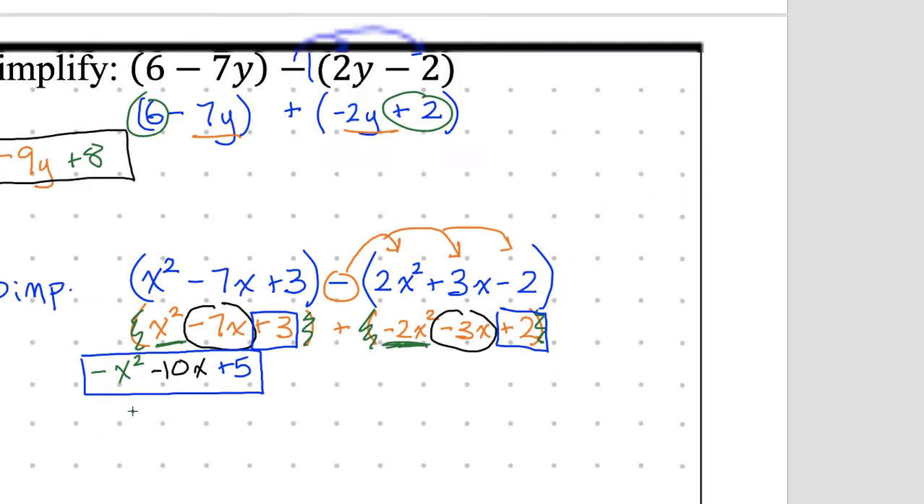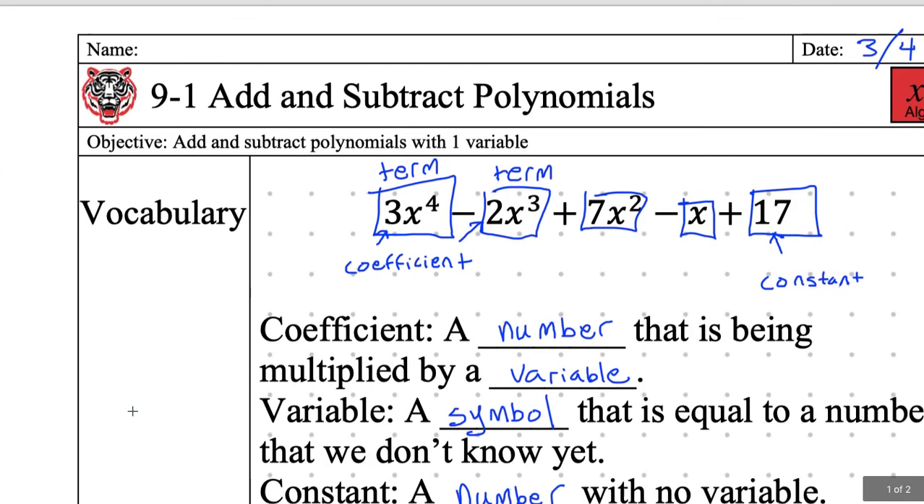Can you guys give me a fist of 5 on today's lesson? How well can you do our objective to add and subtract polynomials that only have one variable? I'm getting 5, 4, 4, 5, 4, 5, 5, 4, 5, 5. Kira, what do you got? 4. All right, nice, thank you.